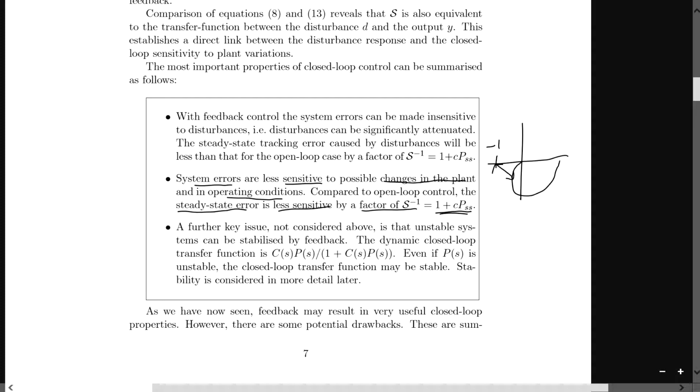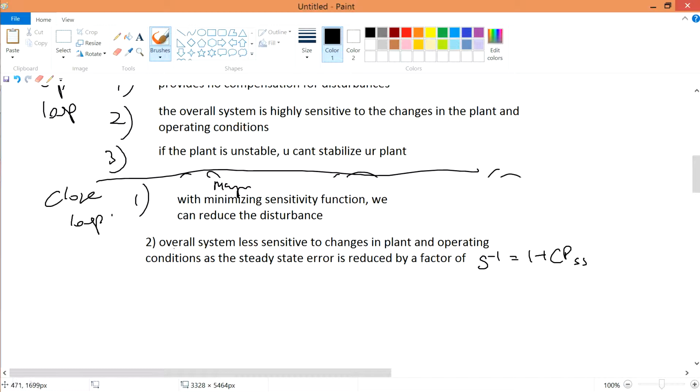Alright, this is 1 plus Cp. So a factor of this, I don't know what is going on. You can just write that the overall system is less sensitive to changes in the plant, contrary to the highly sensitive open loop. Alright, and the steady state error is reduced by a factor of this thing. I leave you to think about it in the future.